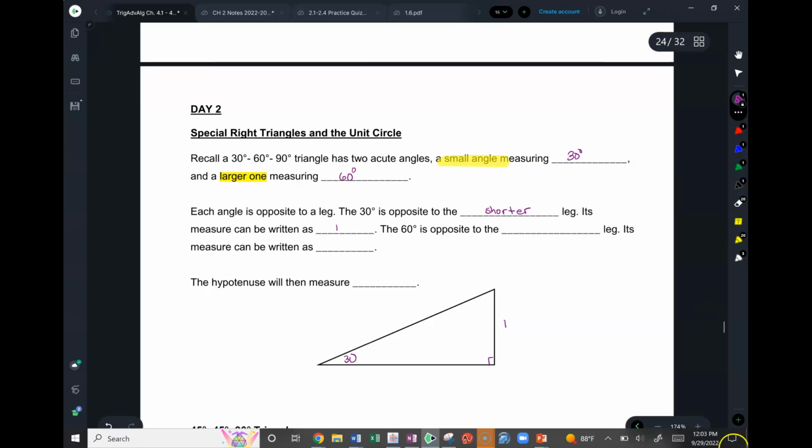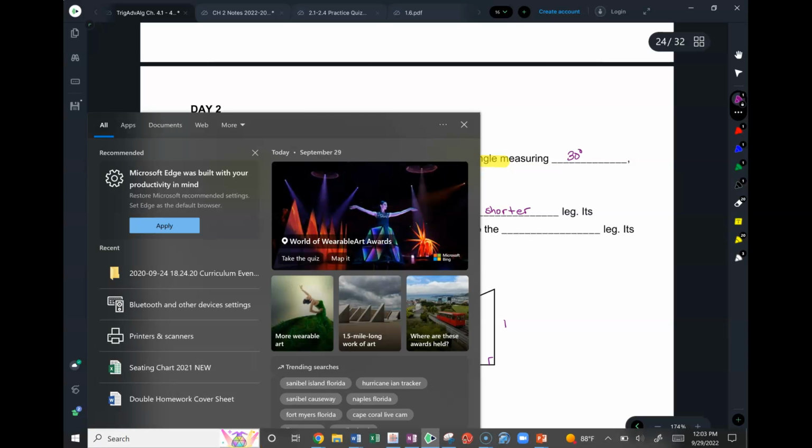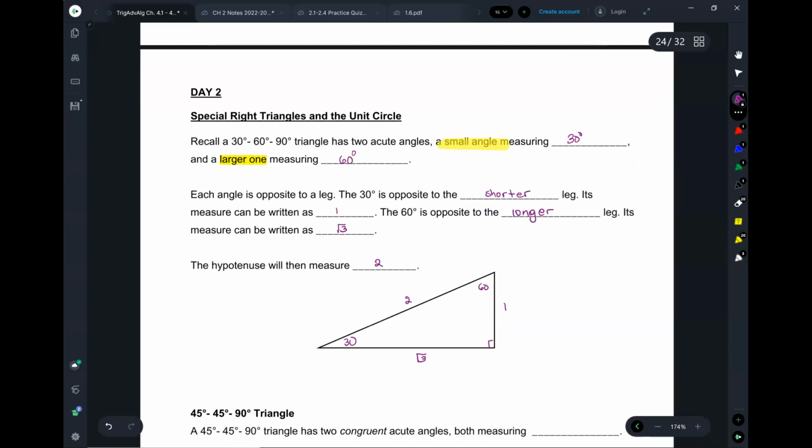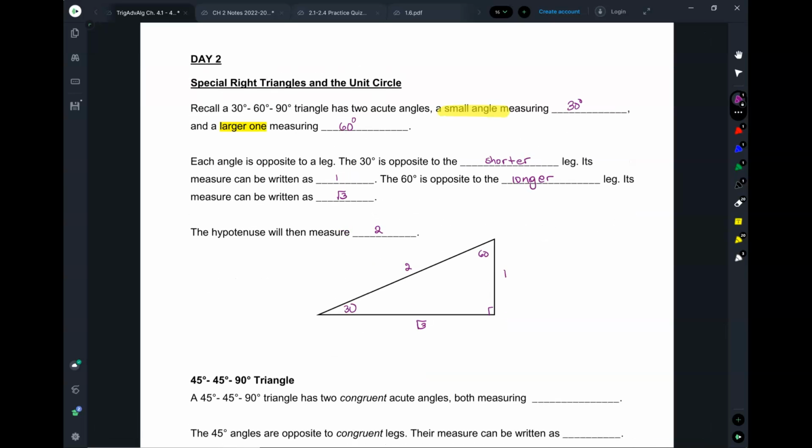The 60 degrees is opposite to the longer leg, and its measure can be written as √3. Remember, 60 degrees is here, opposite to the longer leg, and I can write that as √3. And then the hypotenuse will measure how much? 2. Good. So that's how we build a 30, 60, 90 triangle.